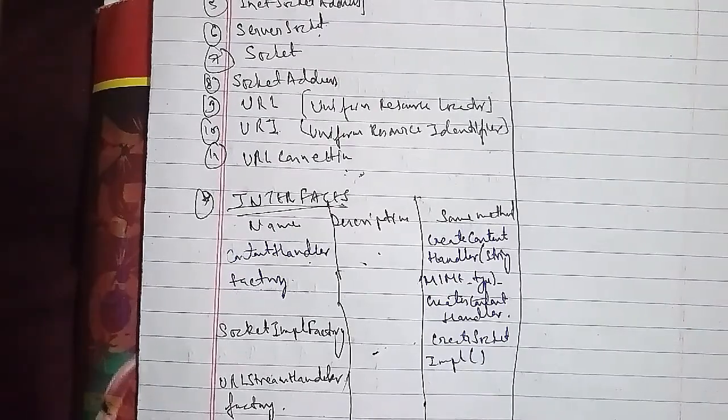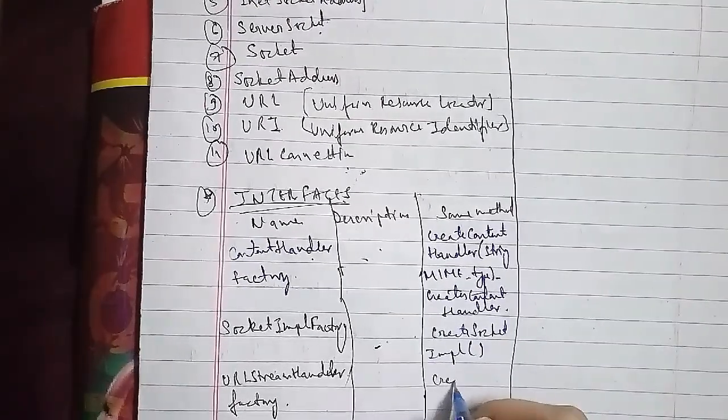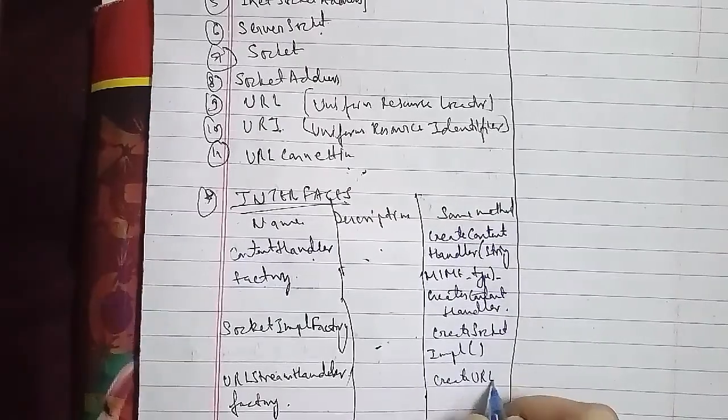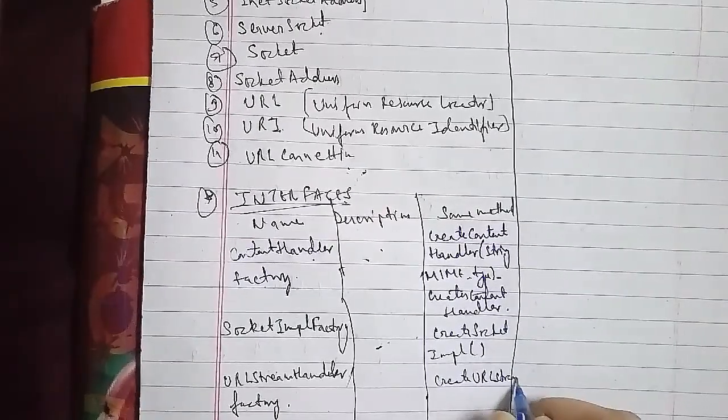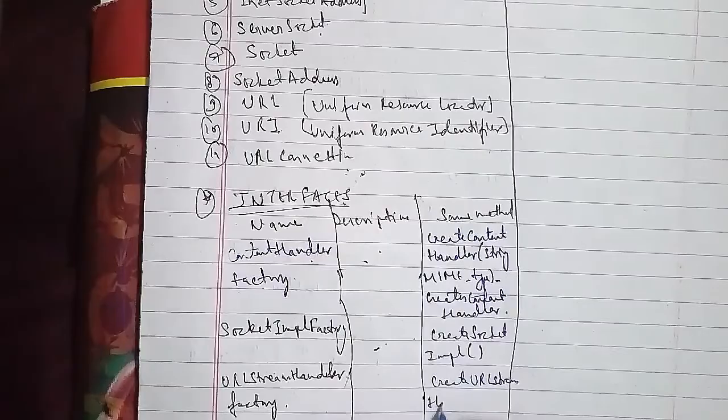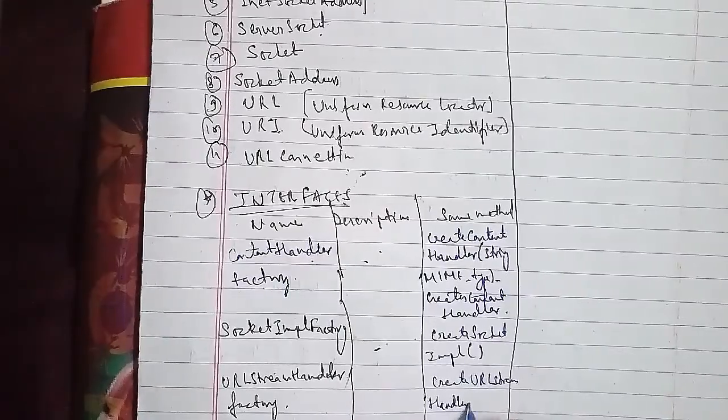So there are the three interfaces that we are talking about, that is the content handler factory, socket IMPL factory, and the URL stream handler factory. These were the three that we have to discuss here.